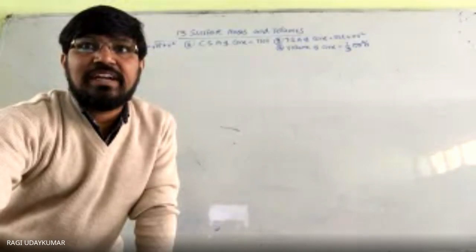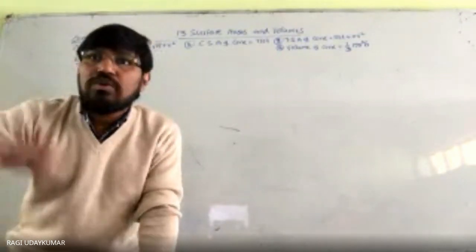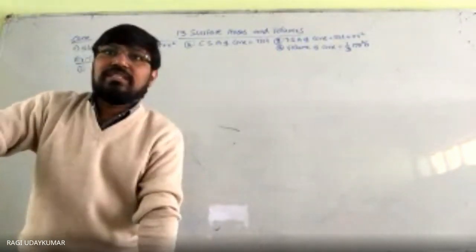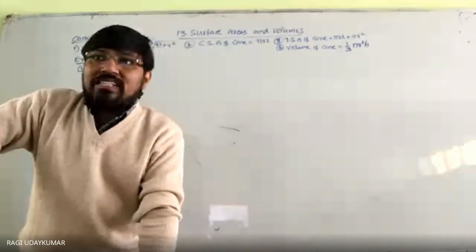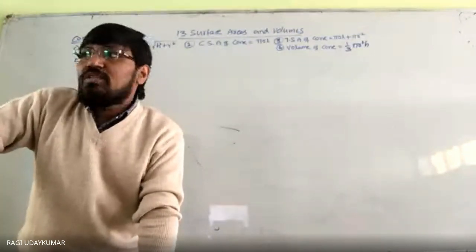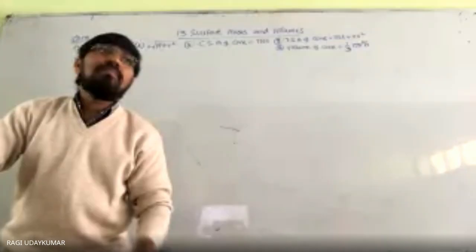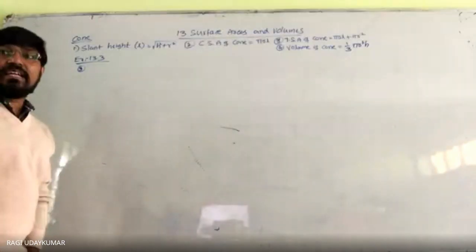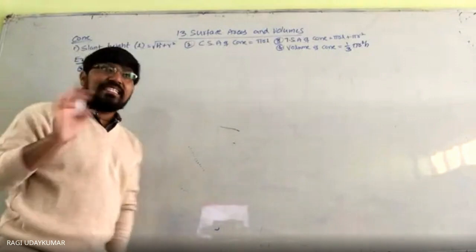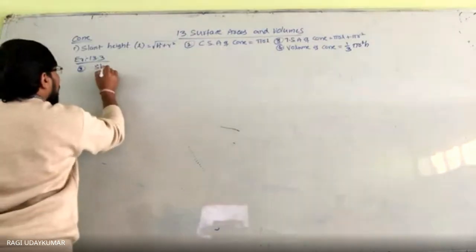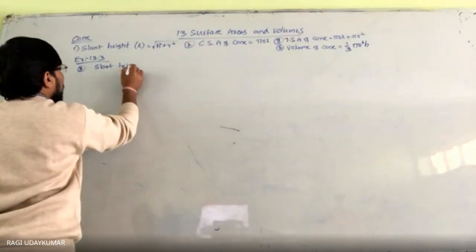So third question is given to you. Curved surface area of the cone is already given, 308 centimeters square, and slant height is given to you. Find the radius of the base. Pi rl is equal to the given value. So this problem I will explain to you if you want. So what is given here? Given curved surface area and slant height. First slant height you write along with me.